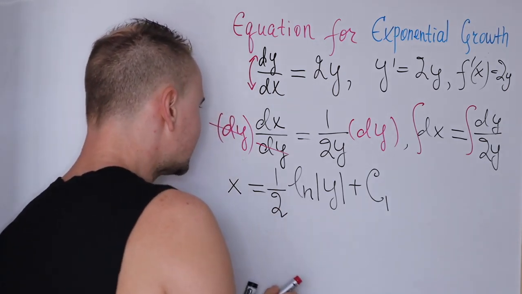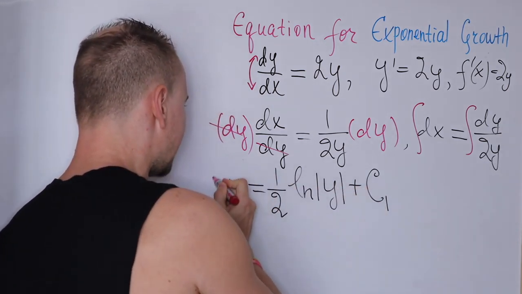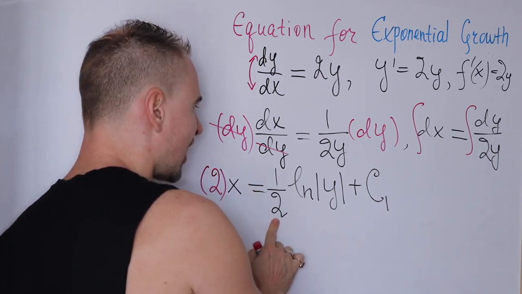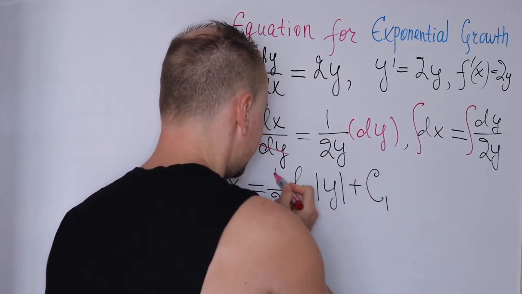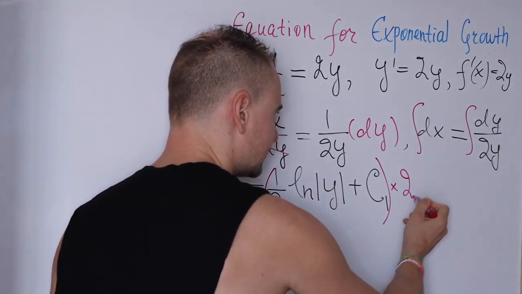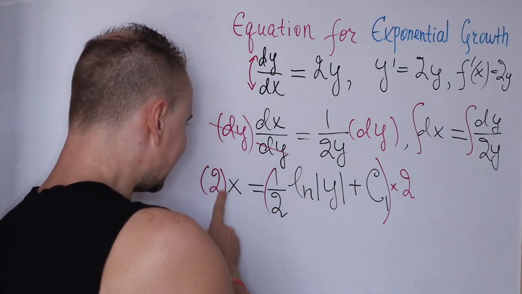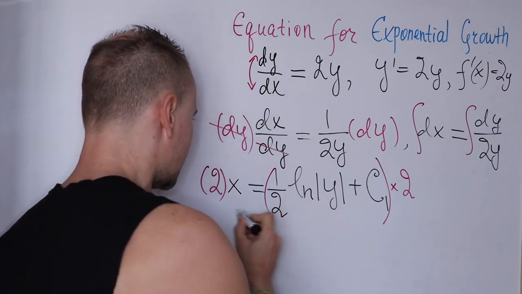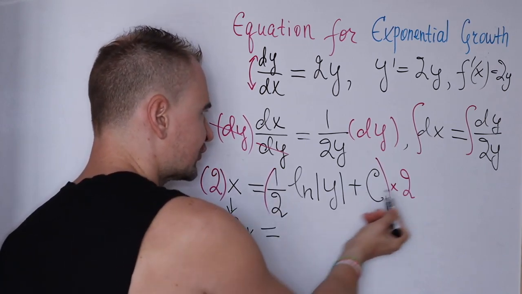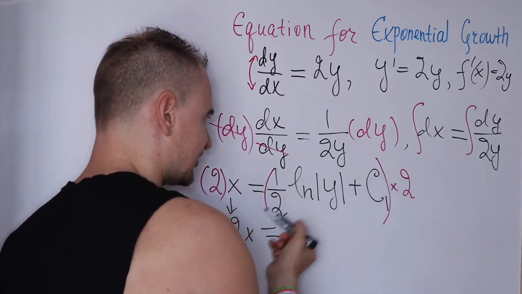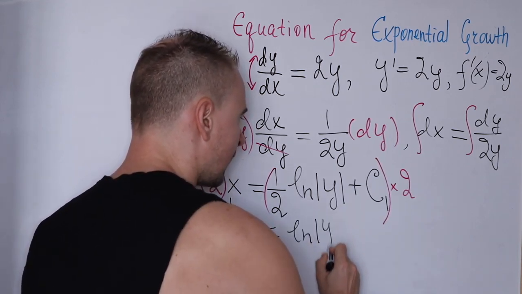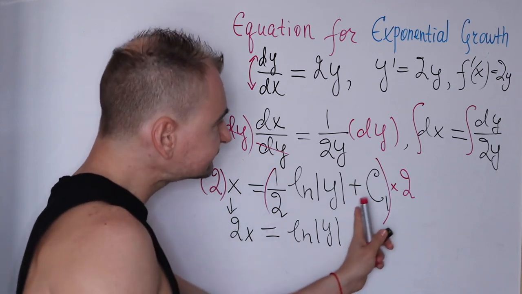Now, as I mentioned before, I'm going to multiply through by 2 in order to eliminate this half. This entire part I'm going to multiply by 2. So you are left with 2x instead of just x, so bring it down. Carry down the equality sign, so these 2s cancel each other out, and you are left with just the natural logarithm of the modulus of y.